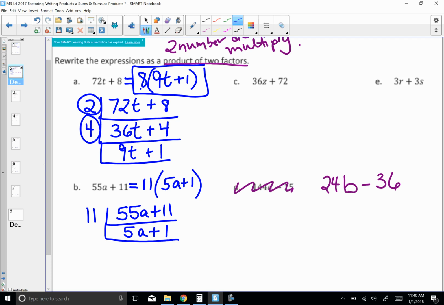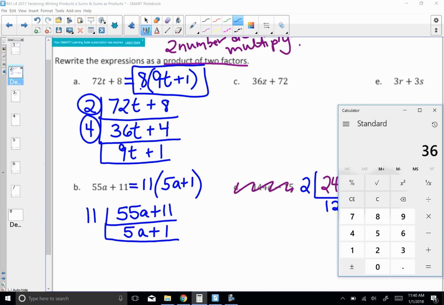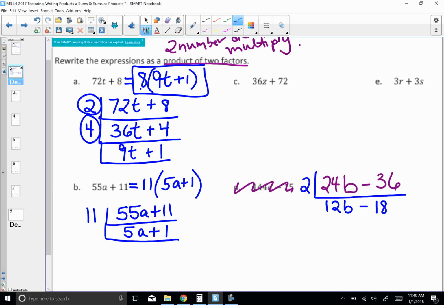All right, so hopefully you've taken a minute to pause the video and you're back now. So 24b minus 36. Well, let's see. I know they're both even. I can take out a 2. 24 divided by 2 is 12. And I got a negative divided by a positive, so it's still negative. 36 divided by 2 is 18. And I can always use my calculator to check that. 36 divided by 2 is 18. All right, so here's my second layer of the cake.